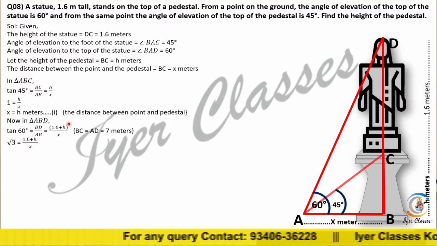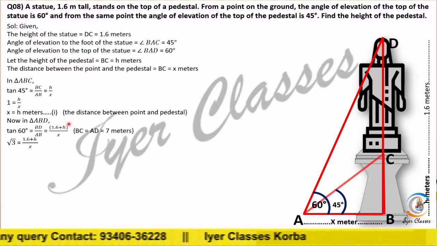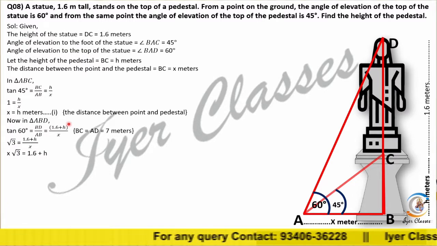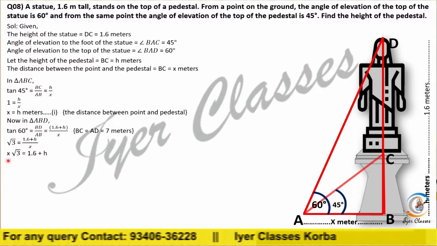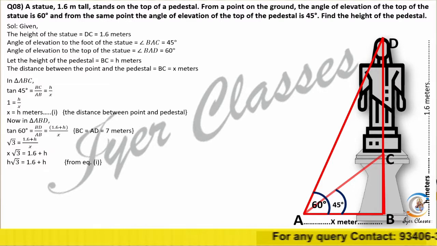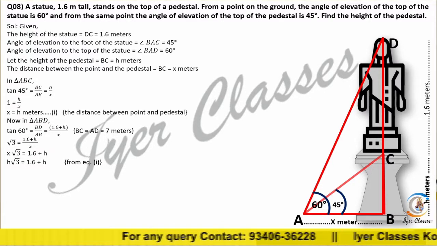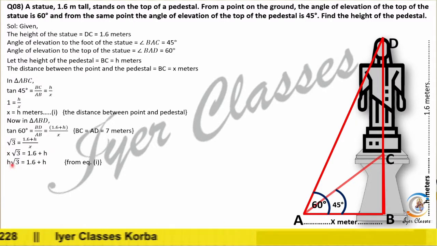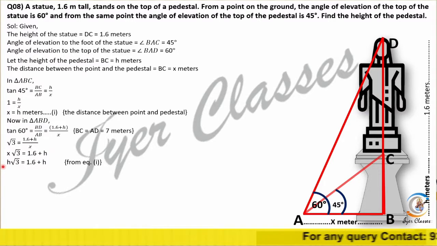Okay, now we are going to take the values here. Tan 60, which is root 3, is equal to 1.6 plus H divided by X. Now we take the value by cross multiplication. X into root 3 is equal to 1.6 plus H, and from equation 1, what is the value of X? X is also equal to H. So put H instead of X. So it comes to be root 3 times H is equal to 1.6 plus H.